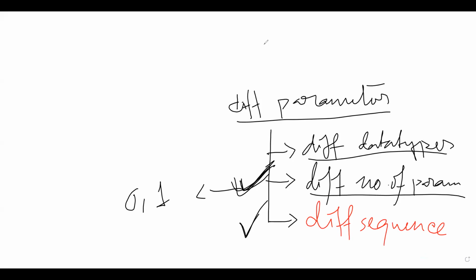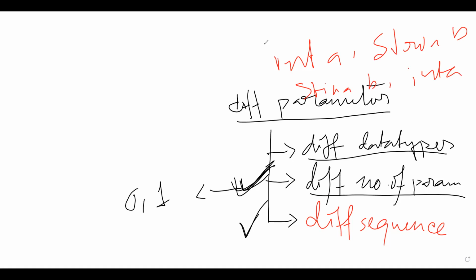Alteration in the sequence. Different sequence. If you have one method with integer A and string B, and another method with string B and integer A, they are overloaded. The sequence I have changed. It will be overloaded because for parameters, sequence matters.